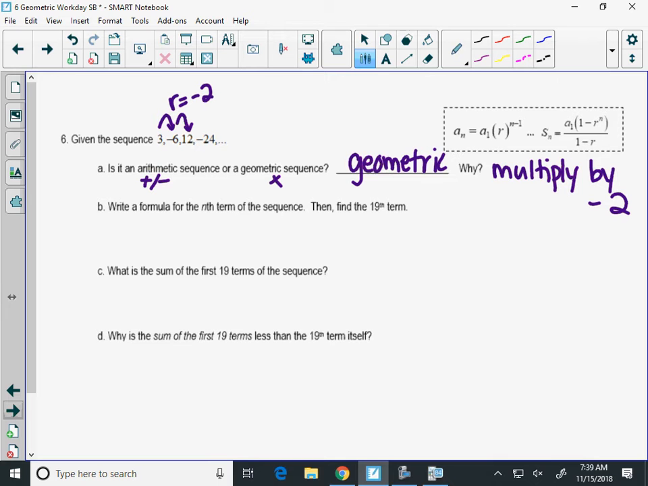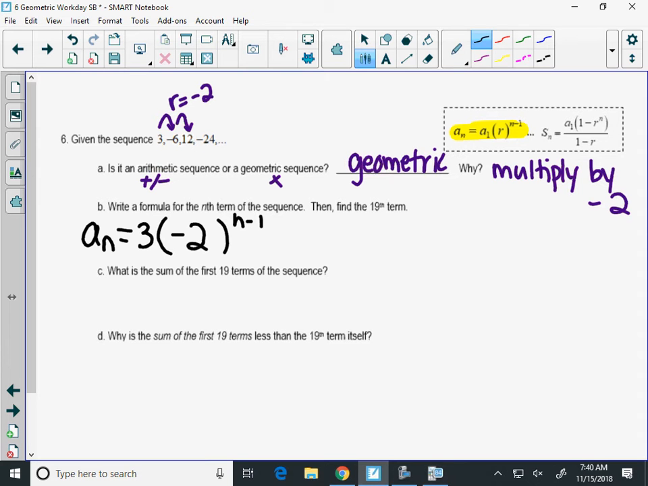Now, we did this before. In part B, it says write a formula for the nth term of the sequence. So when you're writing a formula for the nth term, you need to use the nth term formula, a sub n. So in general, our formula is going to be a sub n equals. I need to know the first term, that's a sub 1, which is 3, times the common ratio. We said we're multiplying by negative 2. And the formula finishes with an n minus 1.